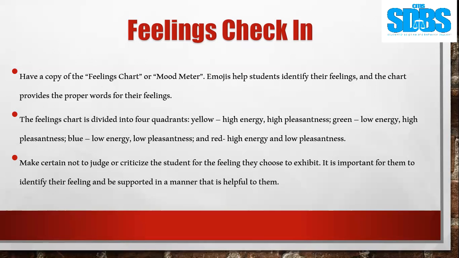The feelings chart is divided into 4 quadrants. It's a yellow quadrant, which represents high energy, high pleasantness. The green quadrant represents low energy, high pleasantness.